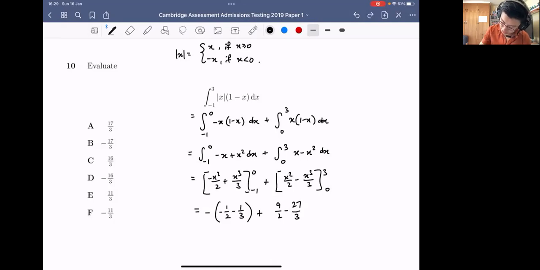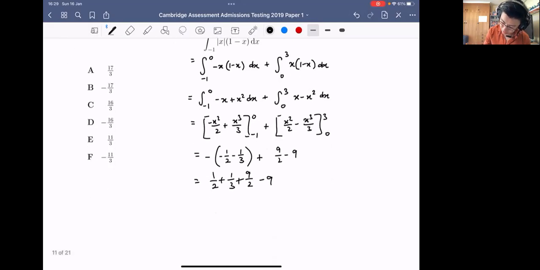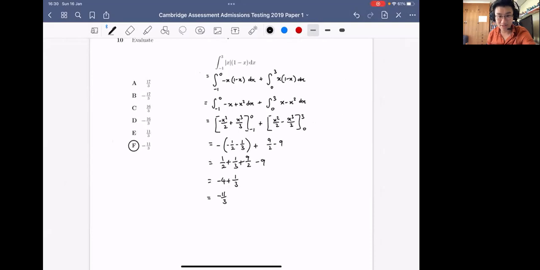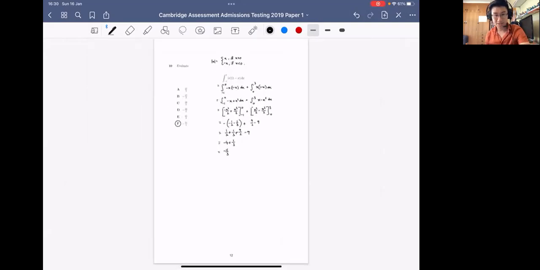I'll rewrite that as 9. So this is a half plus a third plus 9 on 2 minus 9. A half plus 9 on 2 is 10 over 2, which is 5. 5 minus 9 is -4, and then -4 plus a third. So this is what? -11 on 3, and the answer is F. Okay. Oh, there's 11 on 3 on there, but I think I did all the calculations right. The answer should be negative.